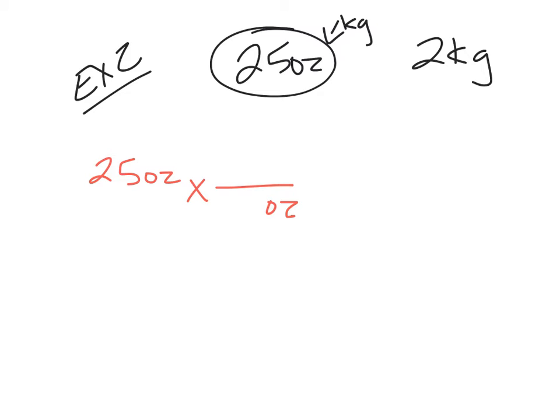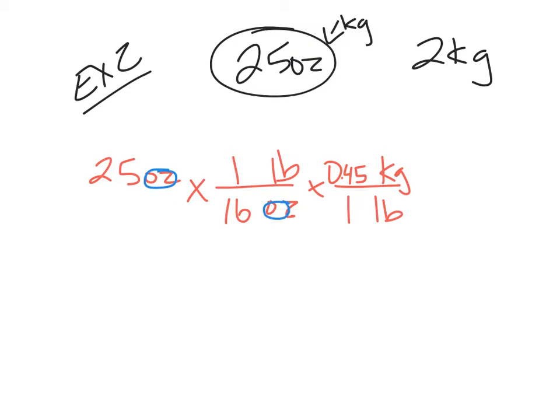Pounds? Very good. So I could do pounds here. So how many ounces are in a pound? 16. So 16 ounces here, 1 pound here. Okay, now how can I get pounds to kilograms? What's that conversion factor? For 1 pound, how many kilograms do I have? 0.45.